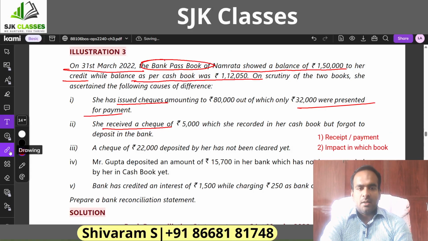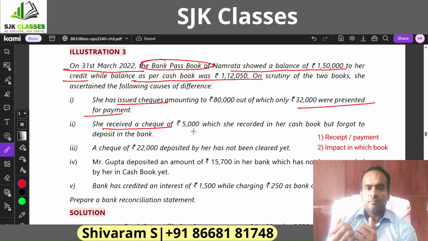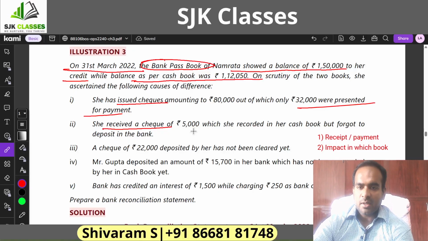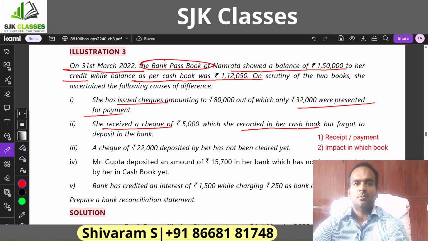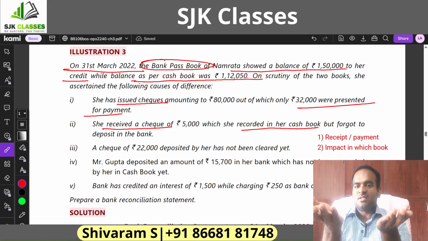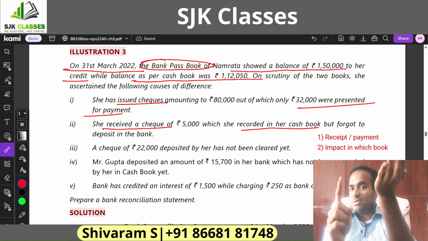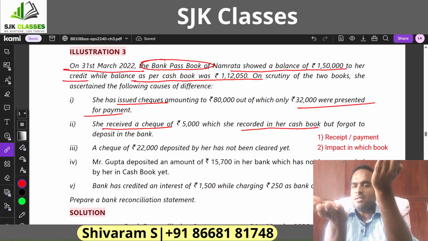So tell me, in this case, she received a check of 5,000. Received is a receipt, so it's a case of receipt. And in which book is the impact? She recorded it in her cash book. So it's clear the entry is made in the cash book, but forgot to deposit at the bank means there is no impact in the passbook. So go for the hand movement. Left hand is cash book, right hand passbook. It's a receipt and the impact is in the cash book, so the cash book would have gone up. Since it's not deposited, the passbook remains the same. Don't say the passbook has come down; there is no movement in the passbook.